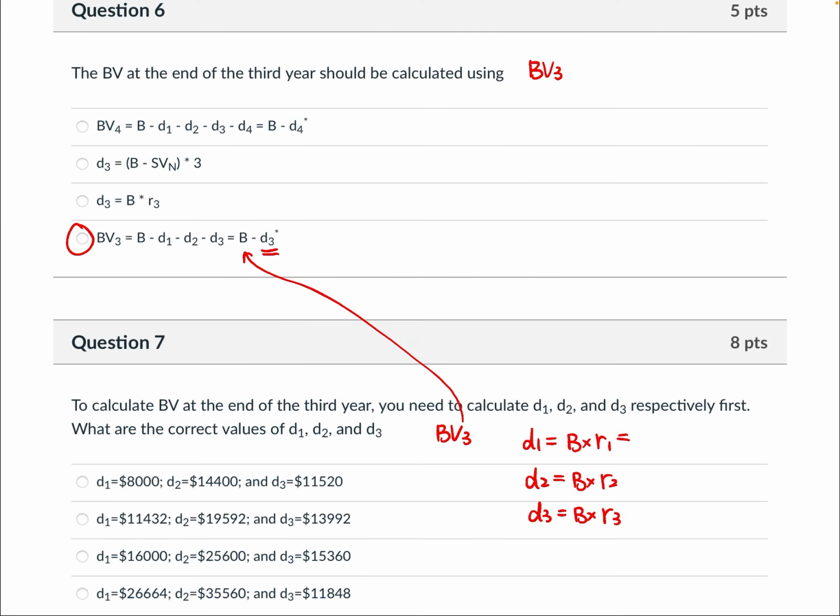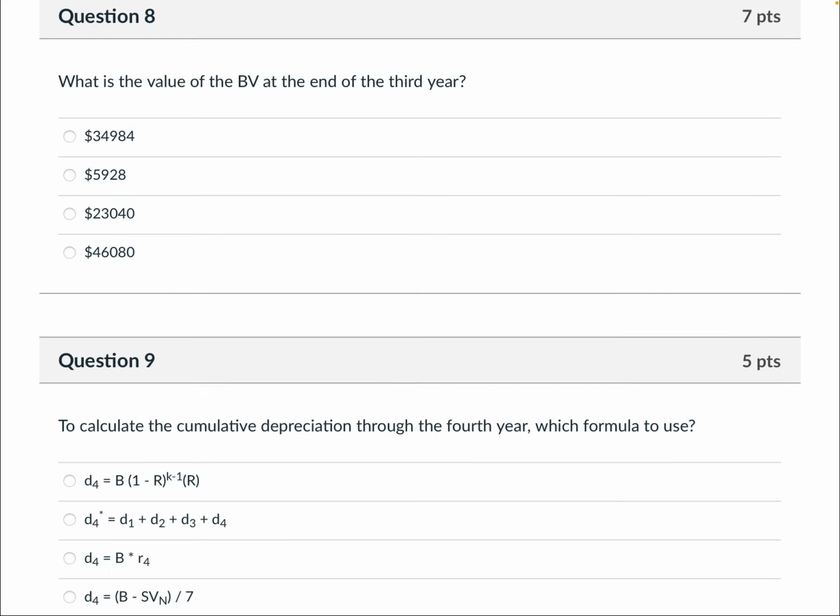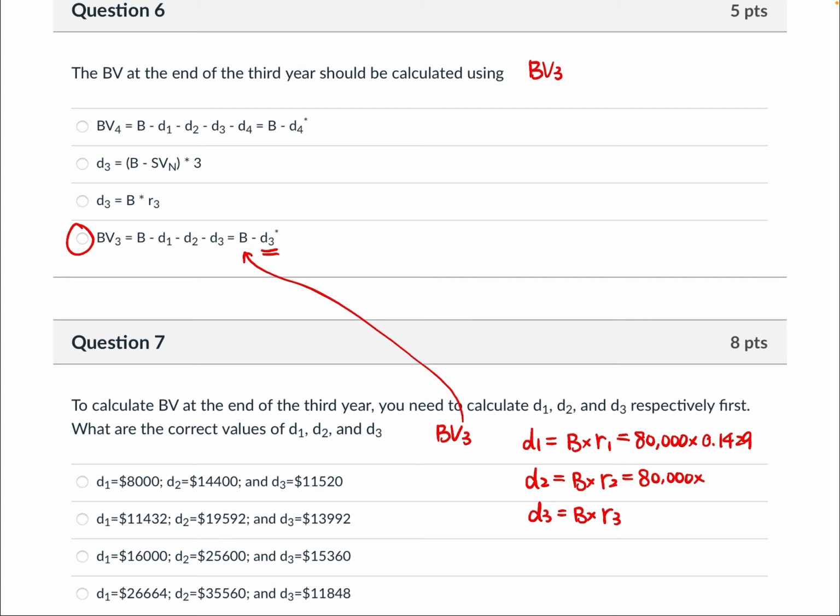Okay, so B times R1 is 80,000 times 0.1429. And D2 is 80,000 times 0.2449. And D3 is 80,000 times 0.1749. Okay, so you can just calculate, and then you will find out the answer.